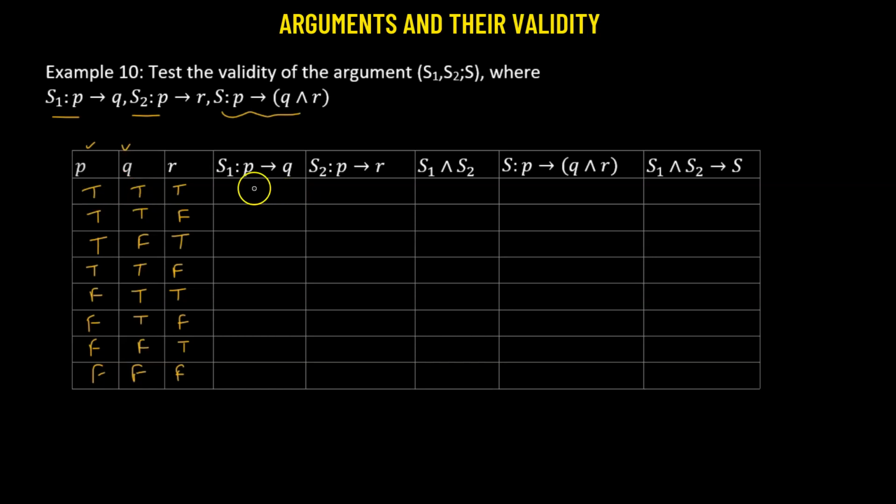If true, then true, this will be true. This is only false if the antecedent is true but the consequent is false. So we'll look for this particular case, and this is the only time when this is going to be false. In the rest, it will be true. Then similarly, we will consider the conditional statement, if P then R. This is going to be false only when the antecedent is true but the consequent is false. So we have one here.